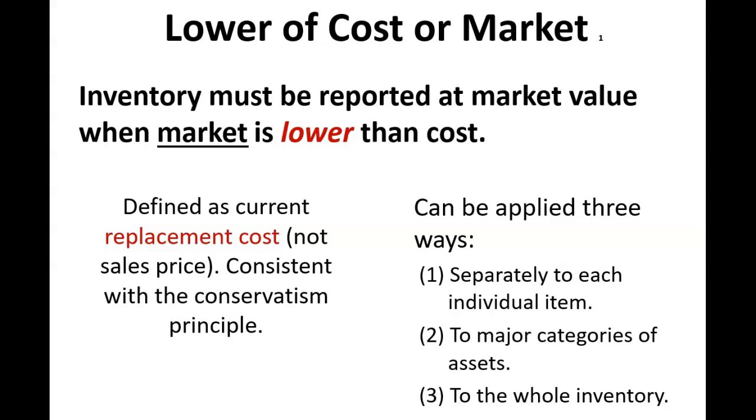A decline in market value means a loss in value of the inventory. When market value is lower than cost, a loss is recorded. When market value is higher than cost, no adjustment is made. The lower of cost or market is applied in one of three ways: to each individual item separately, to major categories of items, or to inventory as a whole.